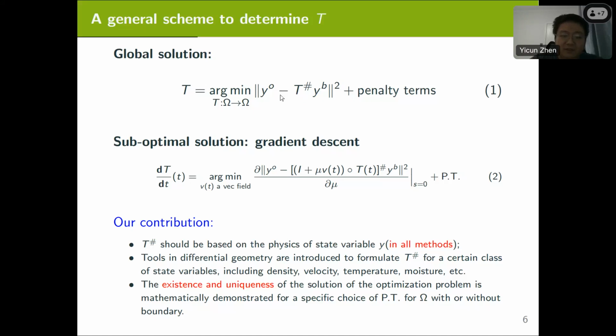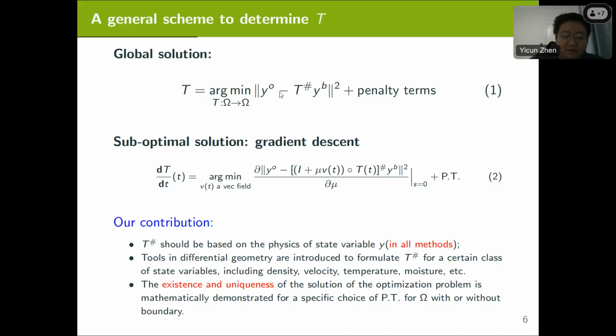You want the first term, which means the difference between the observed state and the adjusted state, to be small. Meanwhile, you want T to be as simple as possible. So therefore, it's a balance between this first term and the penalty term. You check over all the possible T's, and you find the T which gives you the smallest cost. The sum of the two is the cost for the T.